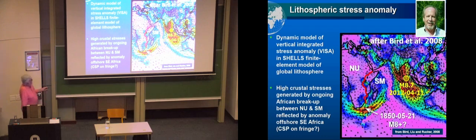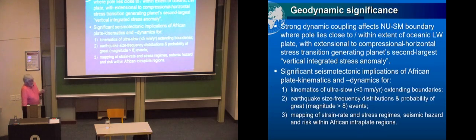And therefore, the issue of stress in this part of Southern Africa and what goes on, for example, in the Karoo Basin, could be quite an important thing. So we're talking about very strong dynamic coupling affecting the boundaries there. It's got seismotectonic implications for the whole of African kinematics, which is about very ultra slow, less than 5 millimeters a year, extending boundaries. The question is the probability of great events.